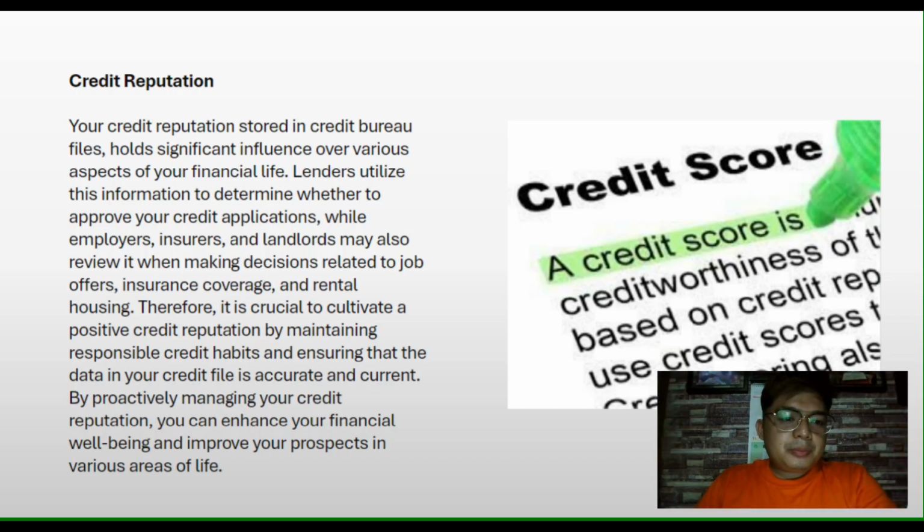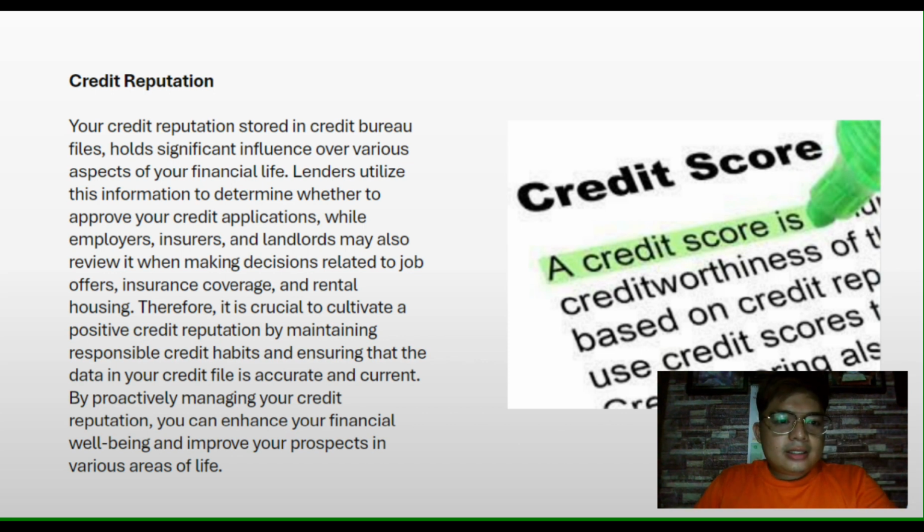The credit reputation. Your credit reputation, stored in credit bureau files, plays a pivotal role in financial transactions and decisions beyond just obtaining credit. Lenders rely on this information to assess your creditworthiness when you apply for a loan or a credit card.